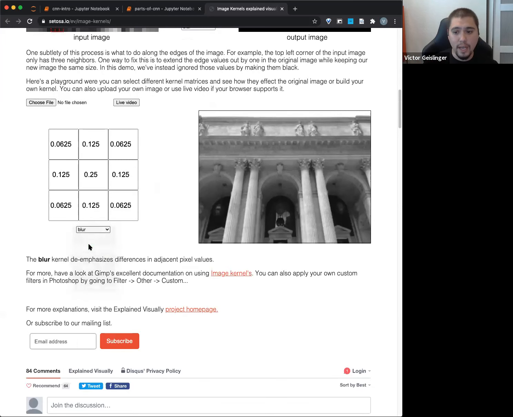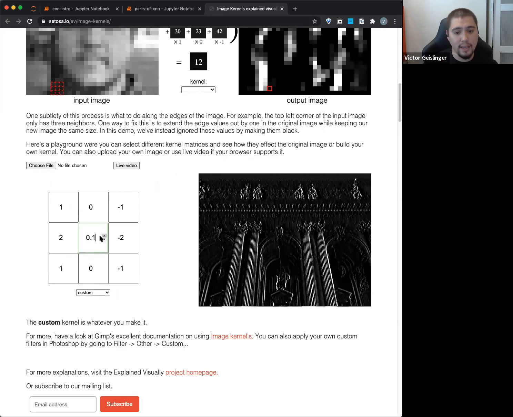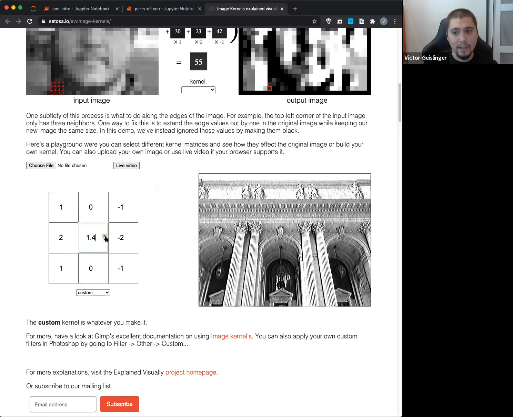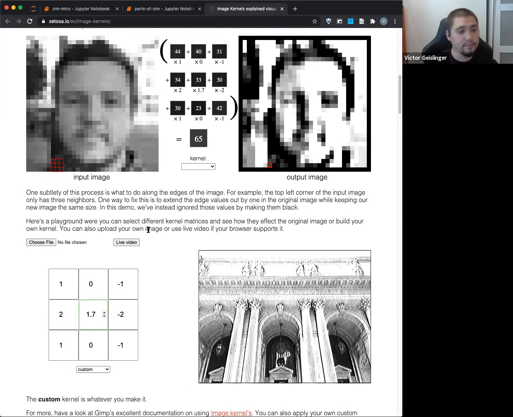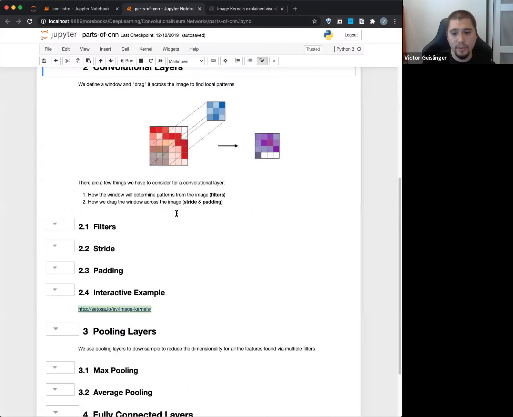And you can see it all depends on what values are here. If you play around with this, you can even do live video, choose your file, and play around with the values. You can even adjust these. I think it does a really great job as an interactive example of what's going on with this actual filter part. Okay, cool.